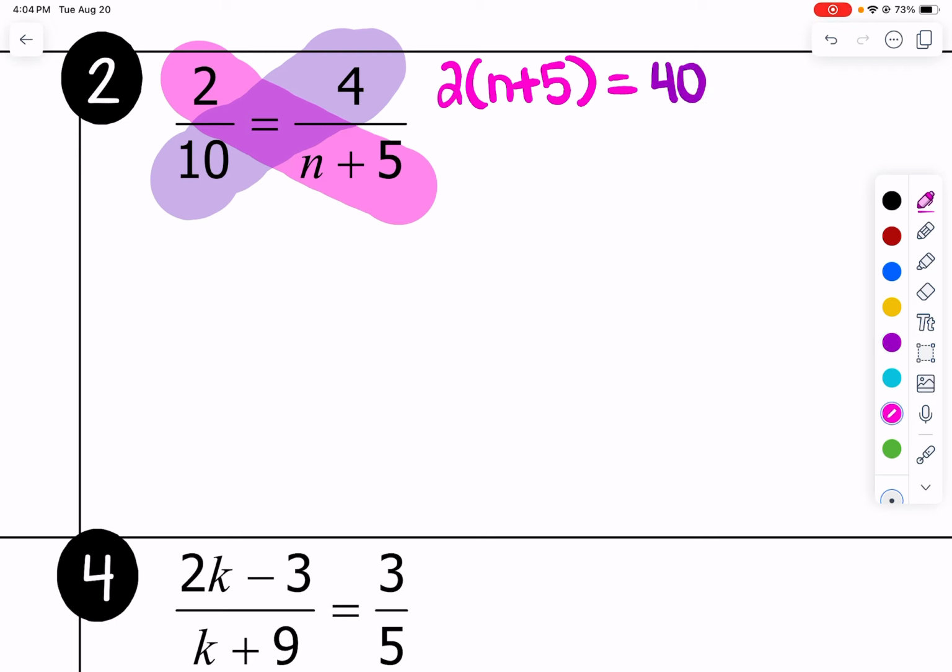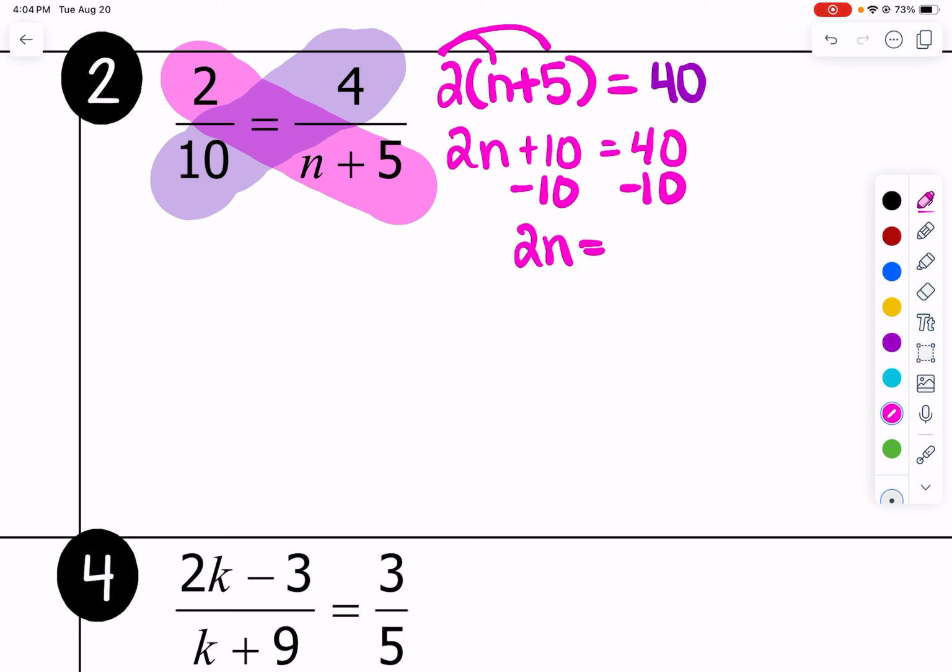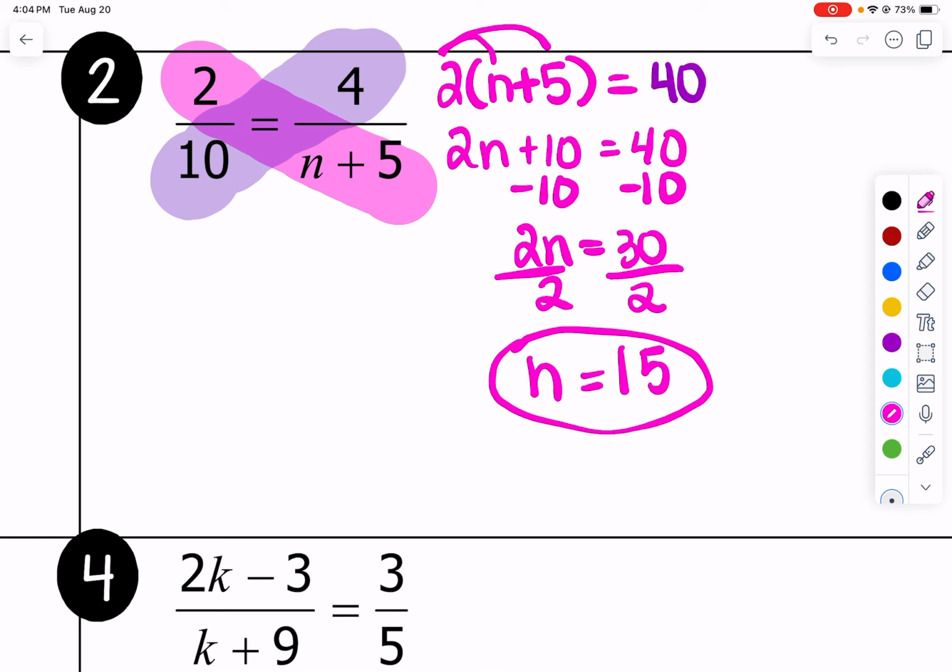Now I'm going to distribute. So 2 times n would be 2n. 2 times 5 would be 10. Now to solve it, I'm going to subtract 10 on both sides. Get 2n equals 30. Divide both sides by 2. We get n equals 15. And that is our answer. Now we're going to go and look at number 3.